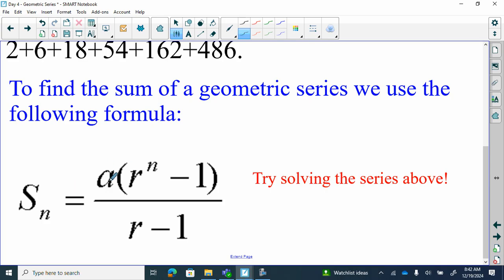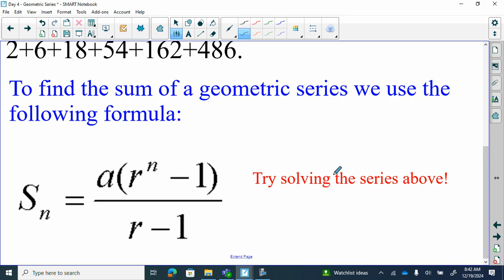A still represents the first term. R still represents the common ratio. N is the number of terms. But notice it's not A times R to the n minus 1. The minus 1 is not in the exponent. So you would go R to the power of n, then subtract 1, then multiply by A, then divided by R minus 1 on the bottom.